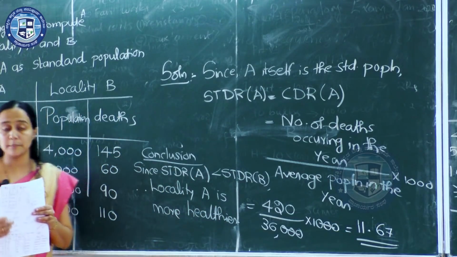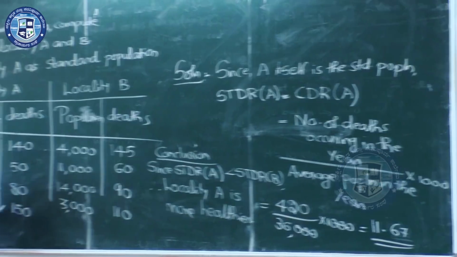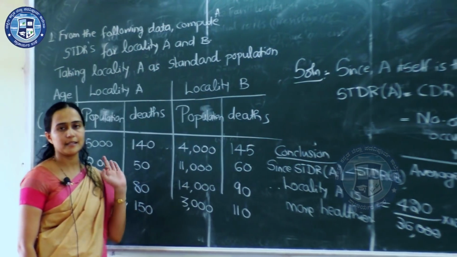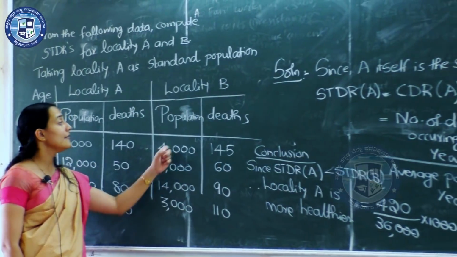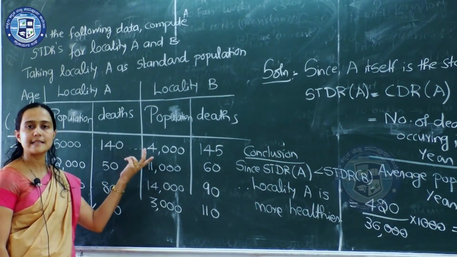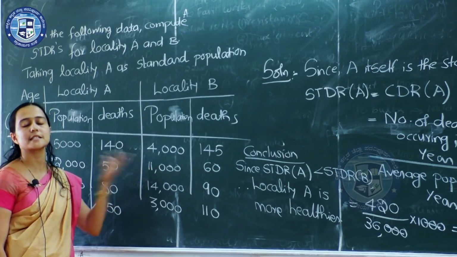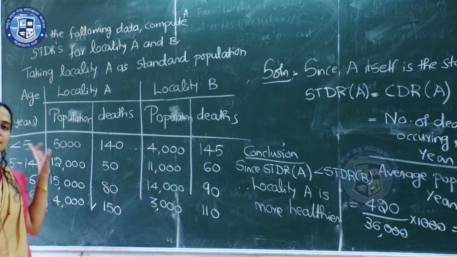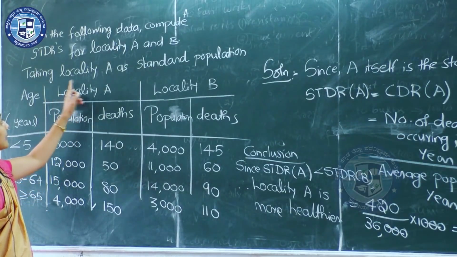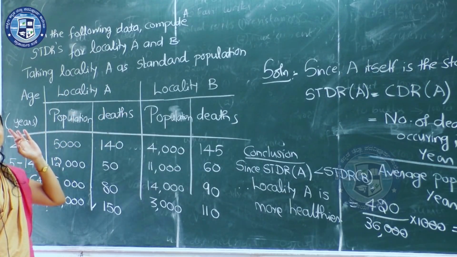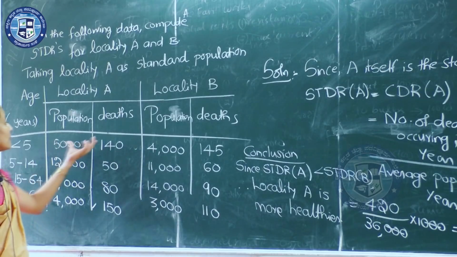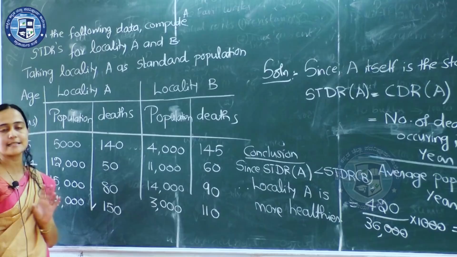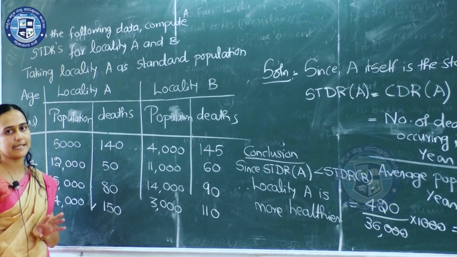So once again I will repeat. See, this is the second type problem of STDR. Here separate standard population is not given. Two populations are there. Among these two populations, one we are taking as a standard population. It is given in the question itself. See, taking locality A as a standard population. So for which one is the standard population, its STDR is same as CDR.